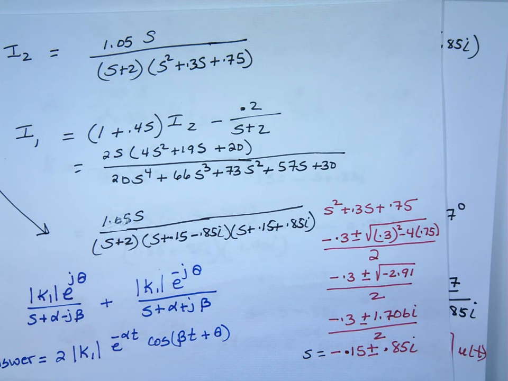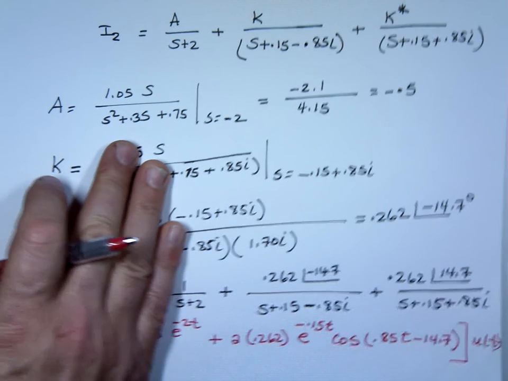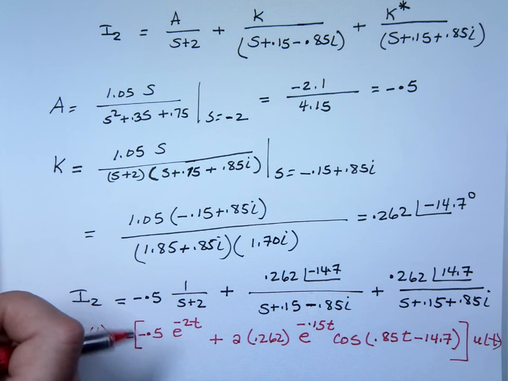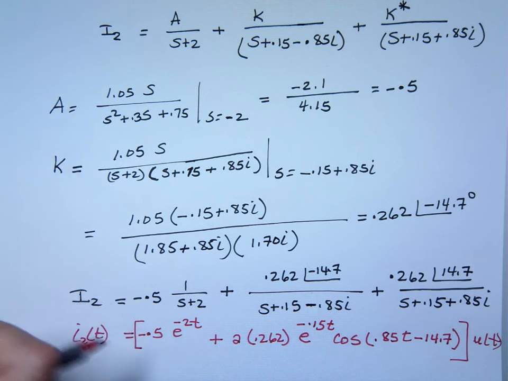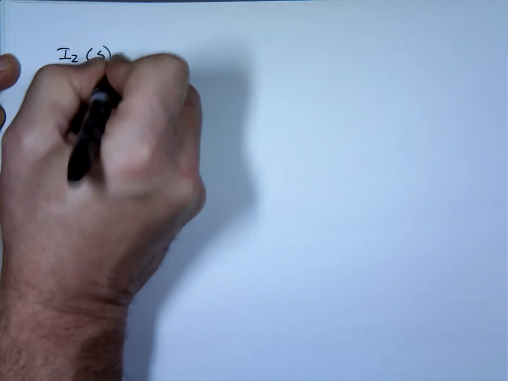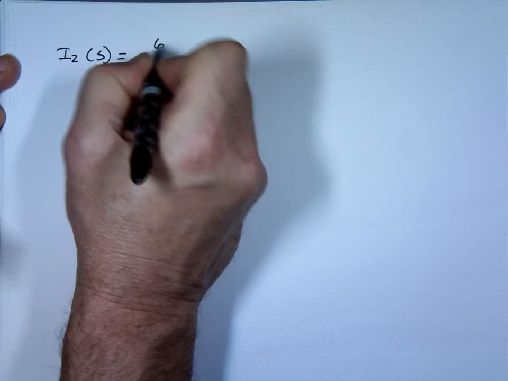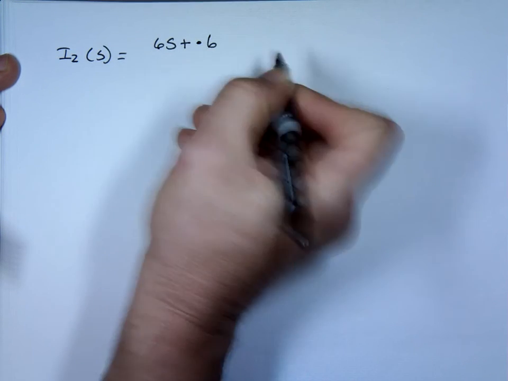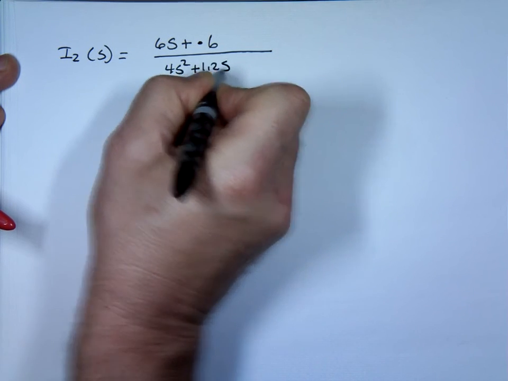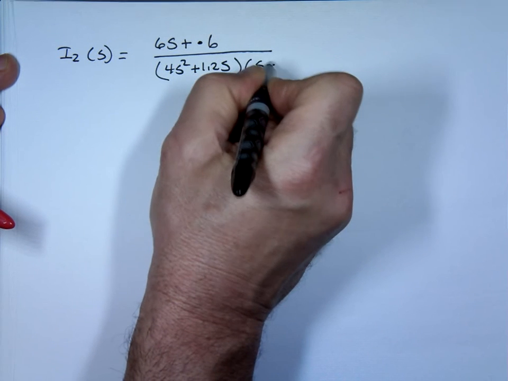Well, what'd you get there? For I2, I ended up with 6s plus 0.6 over the 4s squared plus 1.2s times s plus 2. That's my equation. Tom said for I sub 2, he got this one. Tom, what'd you get? I sub 2 as a function of s equals 6s plus 0.6 over 4s squared plus 1.2s times s plus 2. The 1.2s is times s plus 2, not the whole thing. Oh, okay.